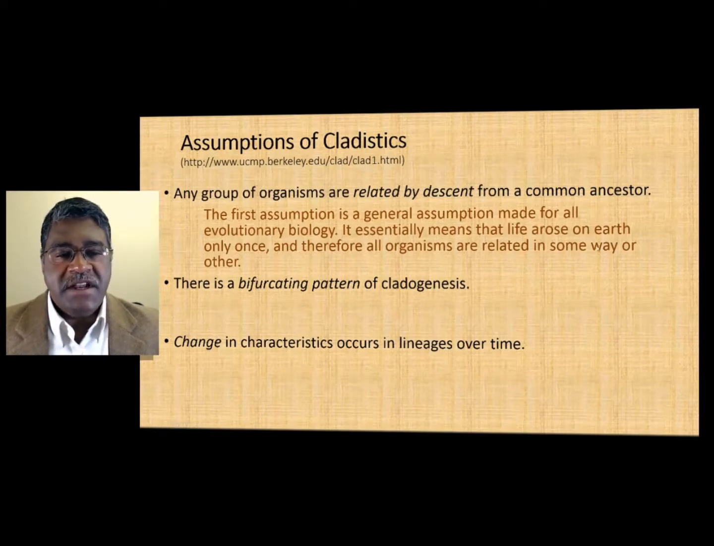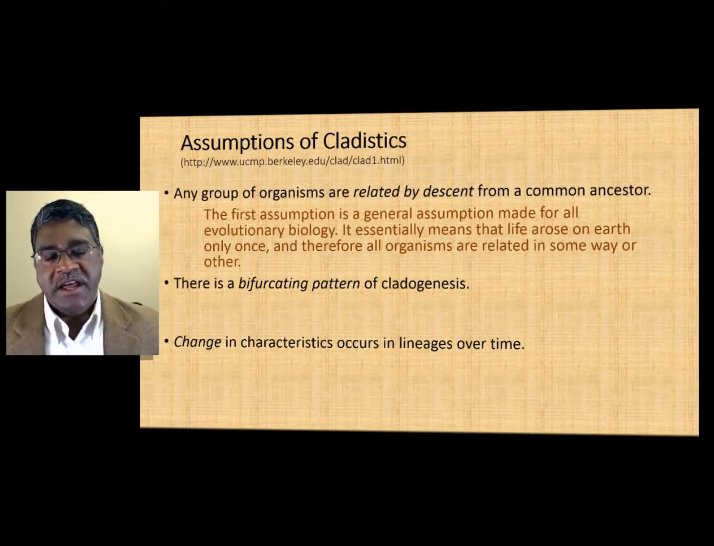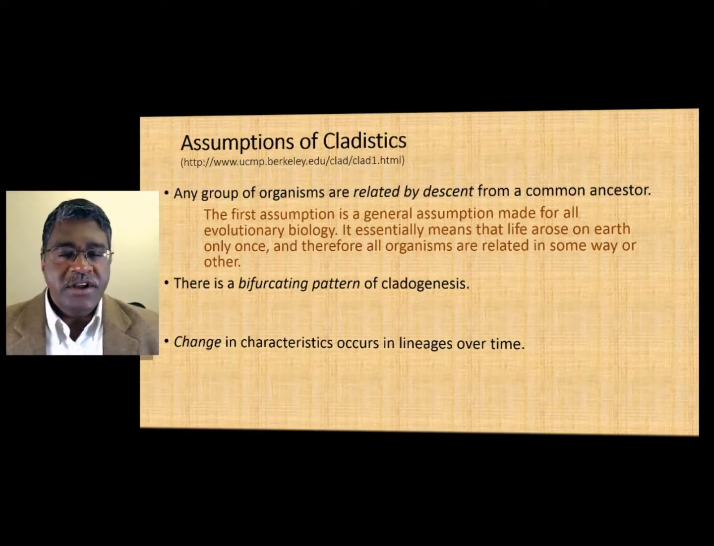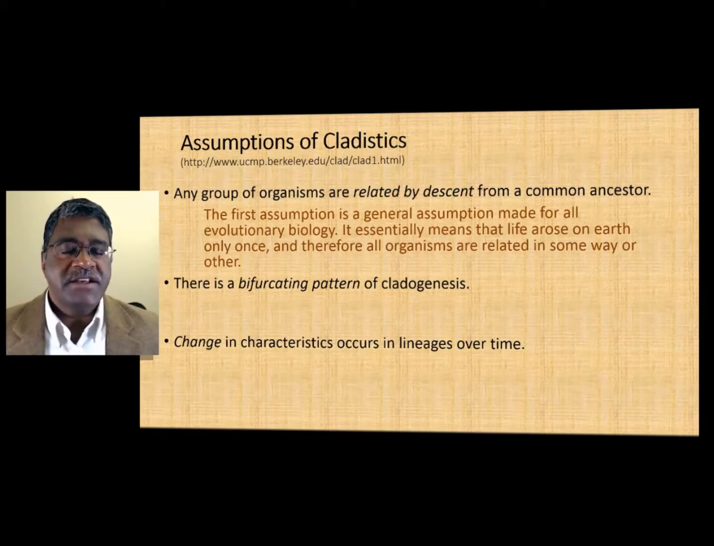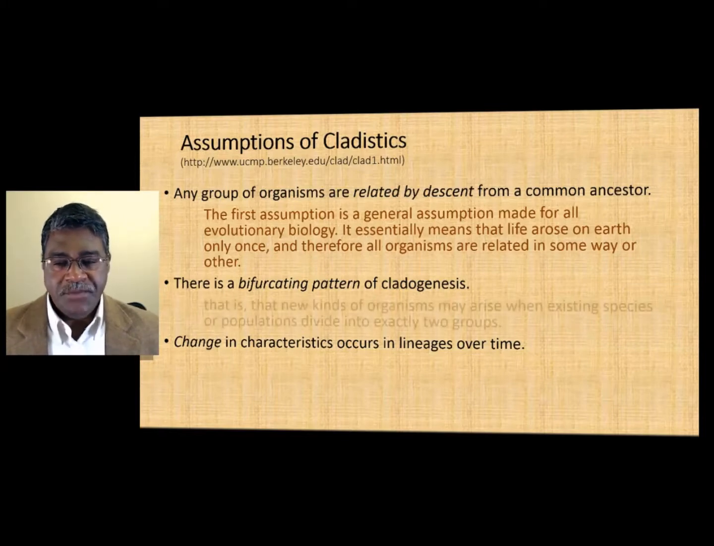Okay, that means that life arose on Earth only once, and therefore all organisms are related in some way by descent, because everything shares a common ancestor, no matter how primordial or primitive that ancestor was, whether everything arose from a unicellular organism. All of creation, in terms of the animalia, can come from a single species. And so all of it can fall into a single clade.